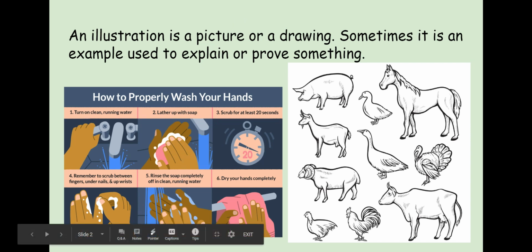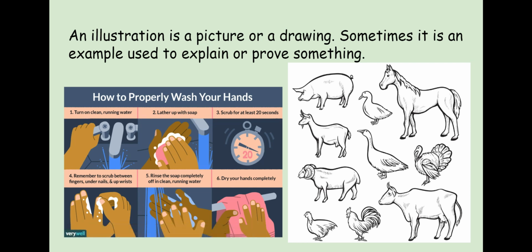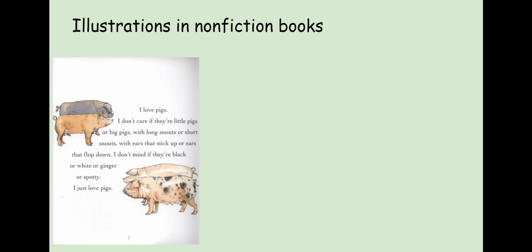The illustration is showing me that. And number six, drying my hands completely on a towel. So that is one way that an illustration, or drawings, help us out. Now, in our nonfiction books, an illustration can look like a picture of an animal. Here in the story All Pigs Are Beautiful, the illustrator draws pictures of the different types of pigs.